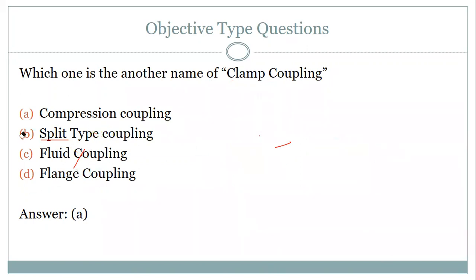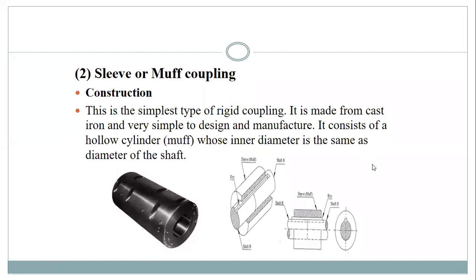Let's move to further MCQs if there are there. No. Now let's start with the muff coupling construction. See, guys, you already know that muff coupling, sleeve coupling is a rigid coupling. Means small amount of misalignment between the shafts will not be tolerated.